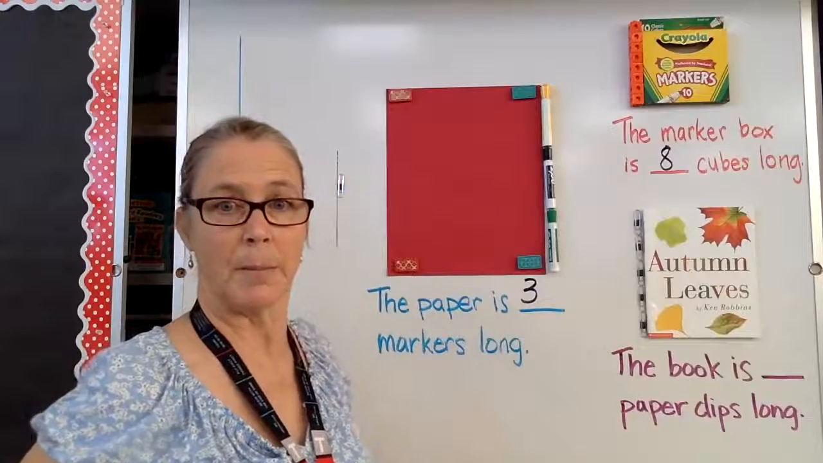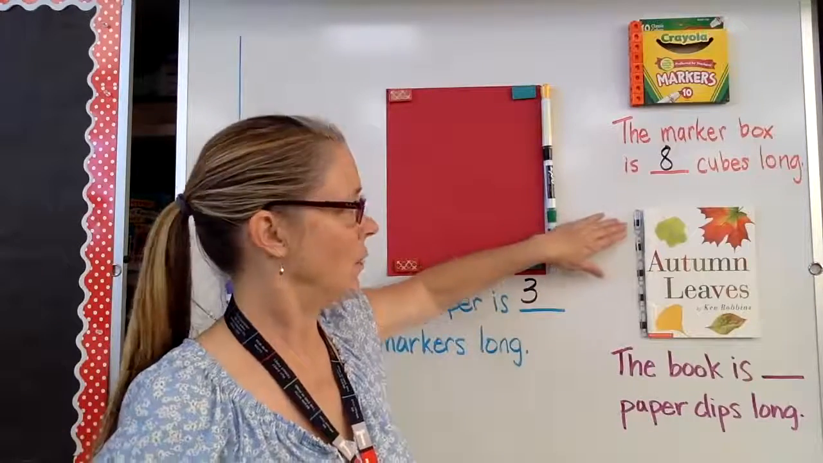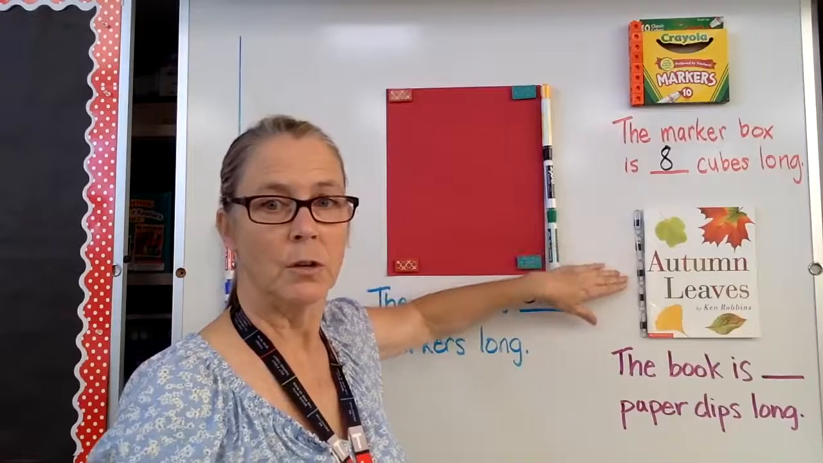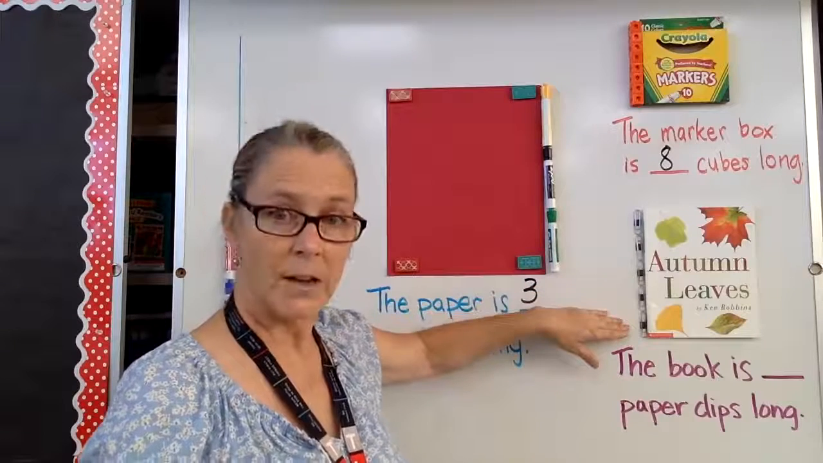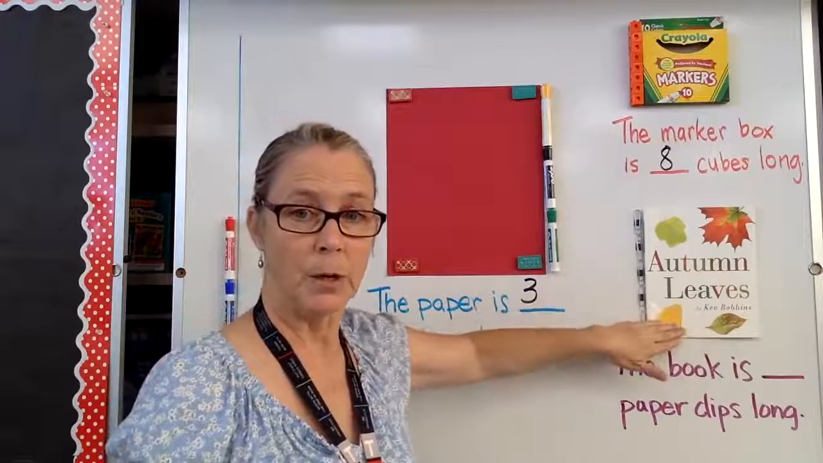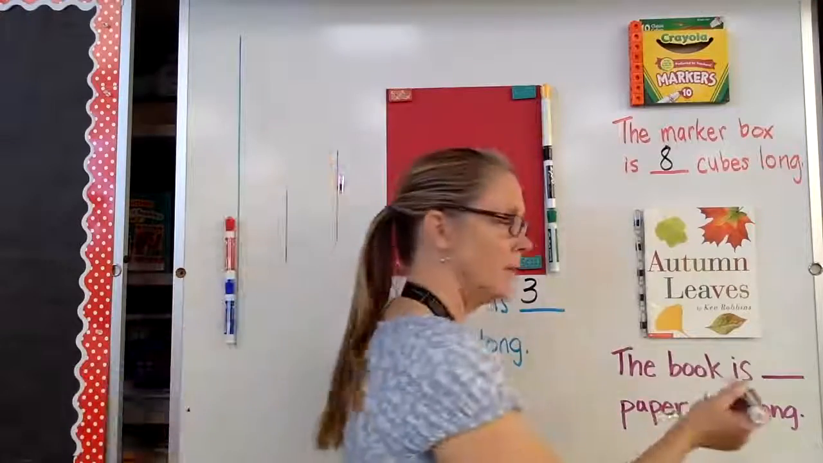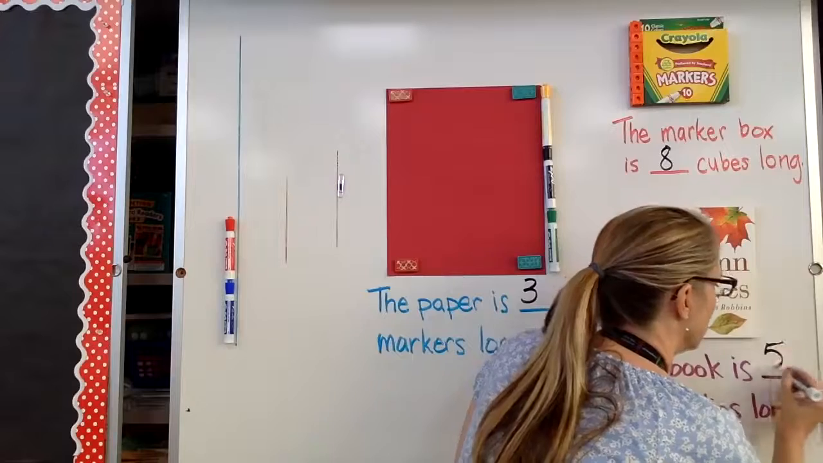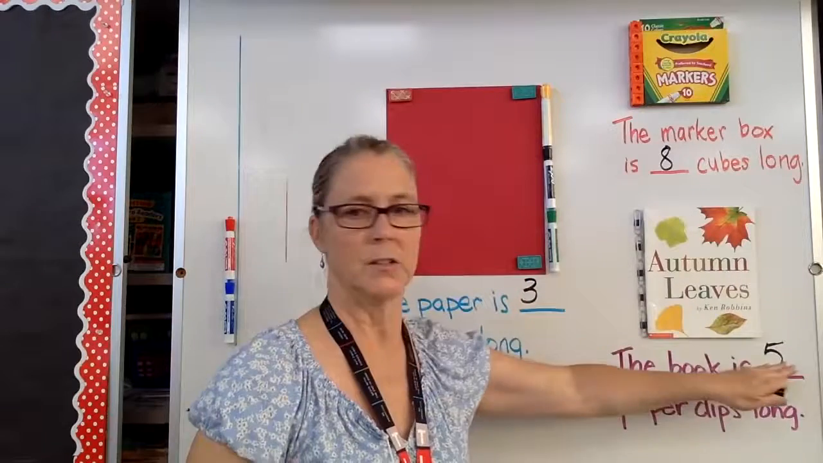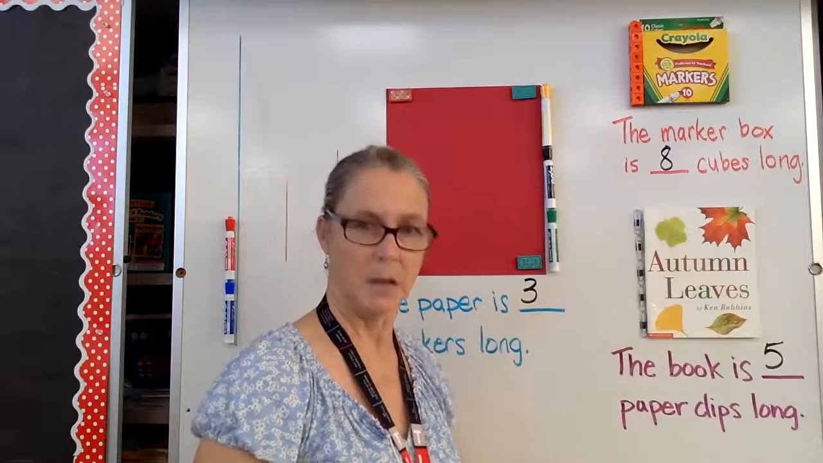So let's see how many paper clips we have here. We have 1, 2, 3, 4, 5 paper clips. So this book is 5 paper clips long. Let me fill in the sentence. The book is 5 paper clips long.